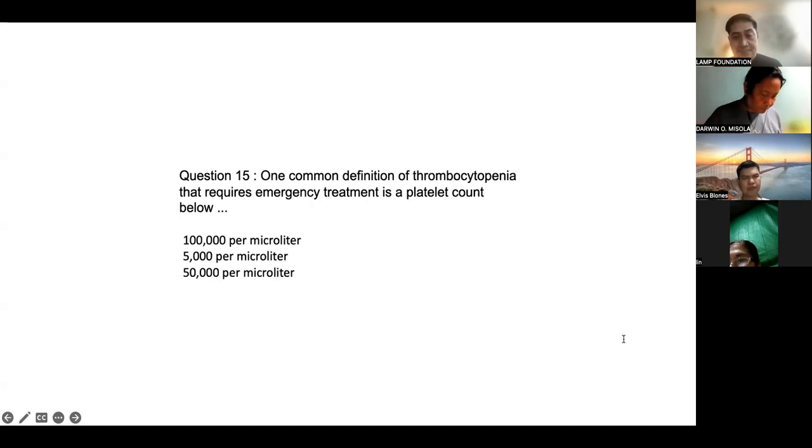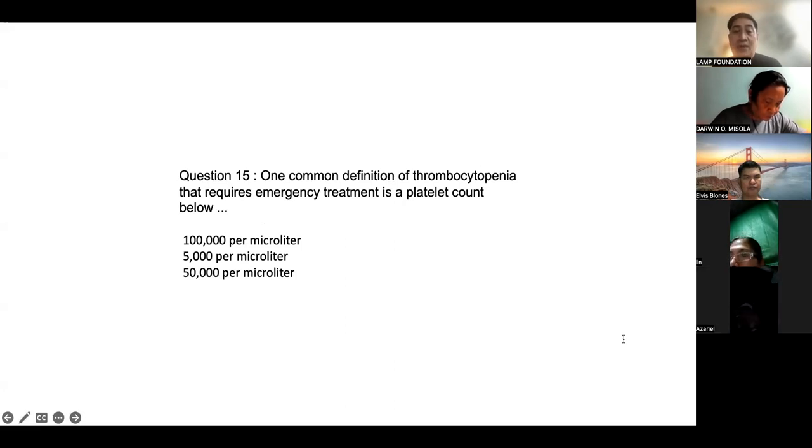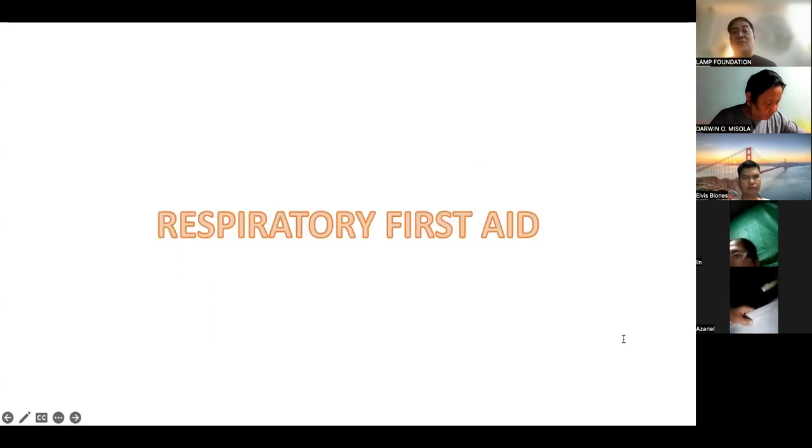Telangiectasias. Okay. One common definition of thrombocytopenia that requires emergency treatment is a platelet count below 50,000 per microliter.